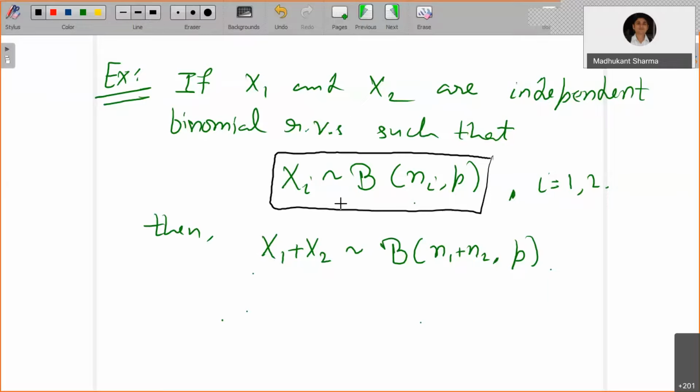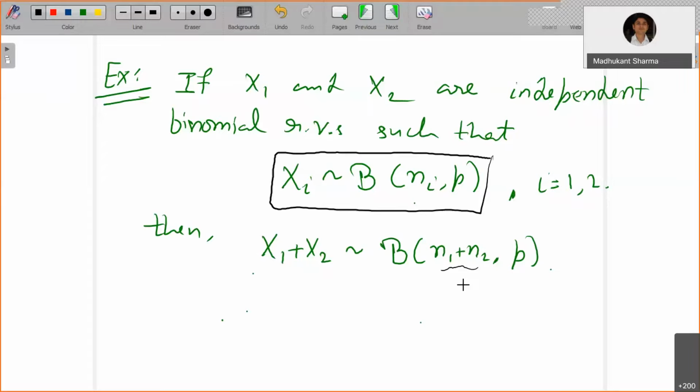All we are doing here is increasing the number of independent Bernoulli trials. Earlier x1 went through n1 independent Bernoulli trials, then you start x2 and continue for n2 more times. So in total, x1 plus x2 is the total number of independent Bernoulli trials, and since each Bernoulli trial has the probability of success p, this will follow the binomial distribution with these two parameters.